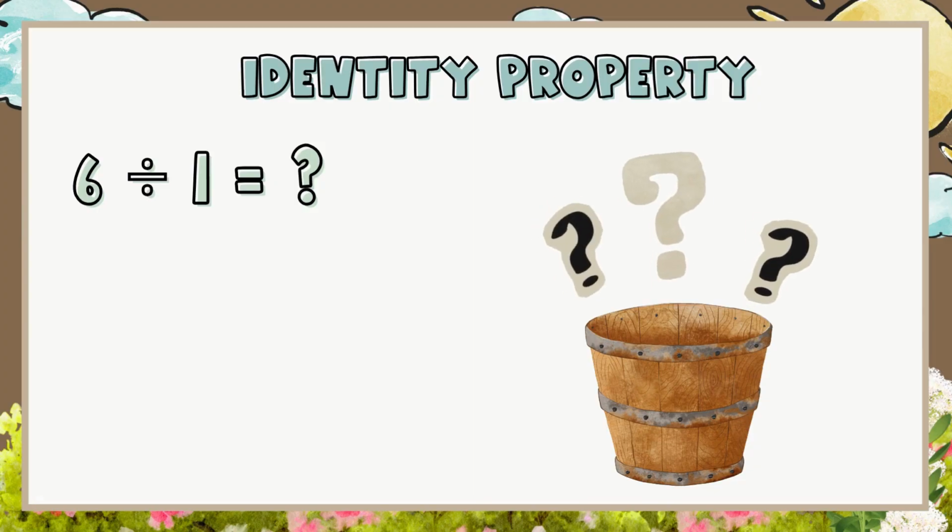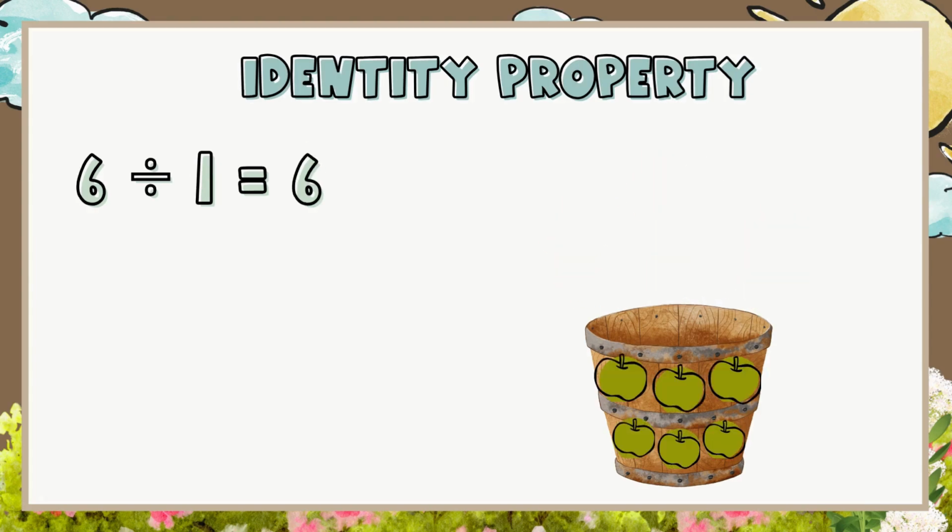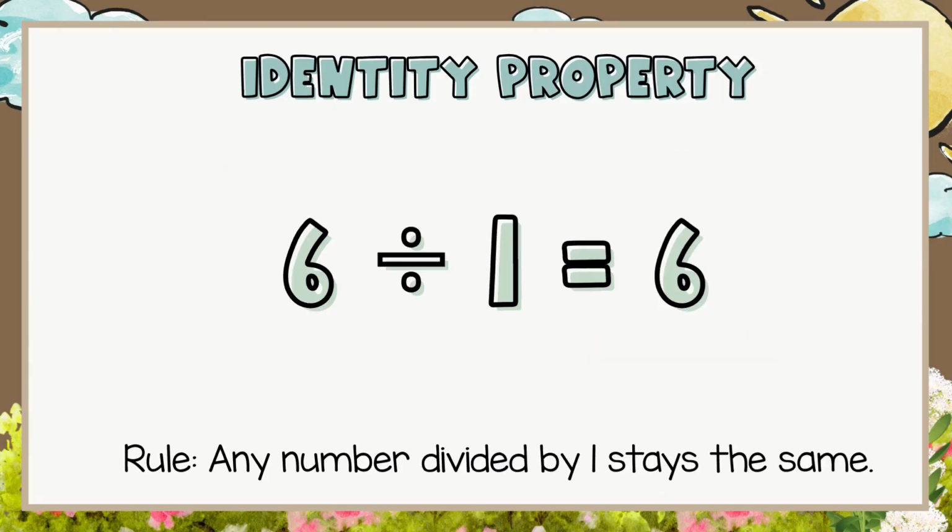So, do you know what the answer might be, or the quotient might be, for 6 divided by 1? That's right, 6. And so the rule states that any number divided by 1 stays the same. 6 divided by 1 equals 6. And that is the identity property.